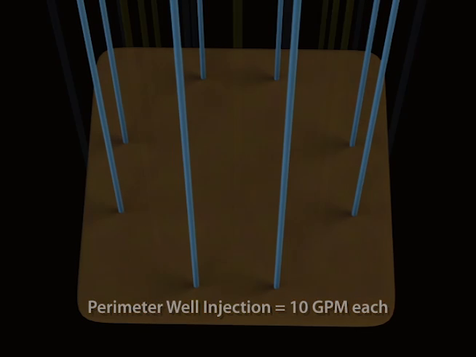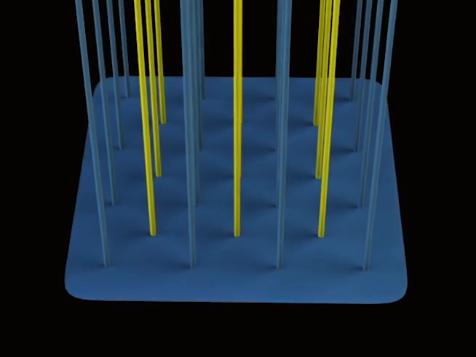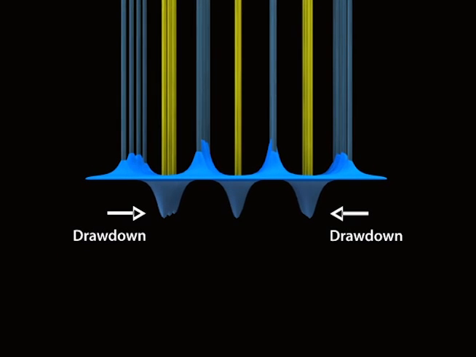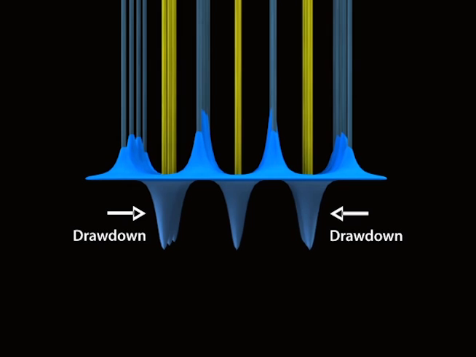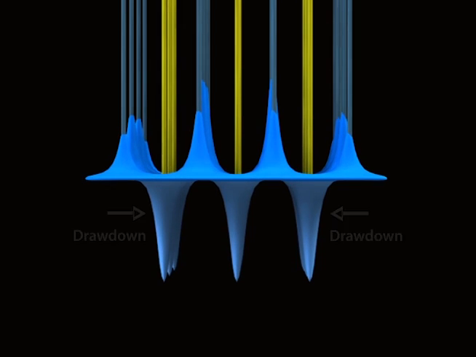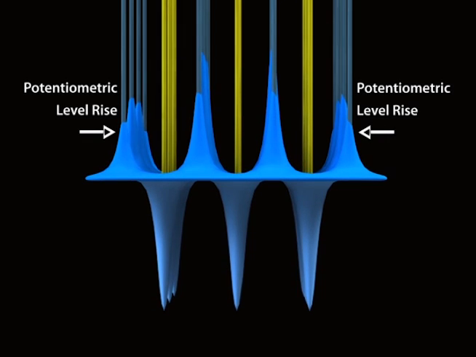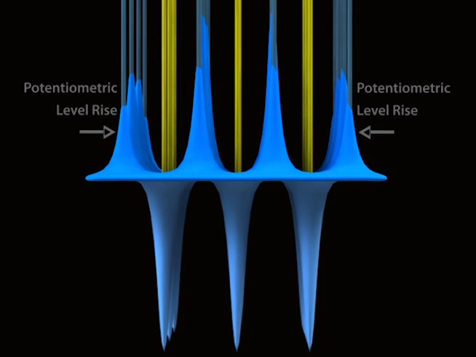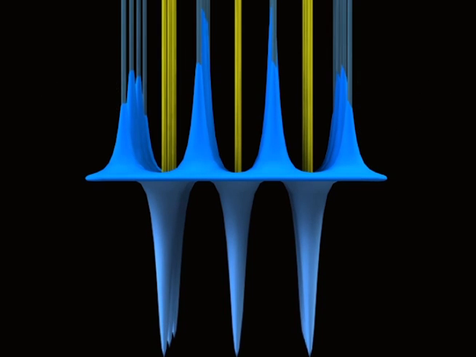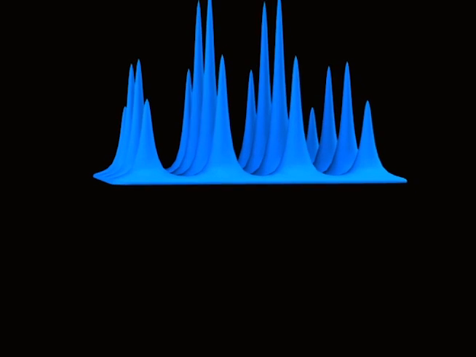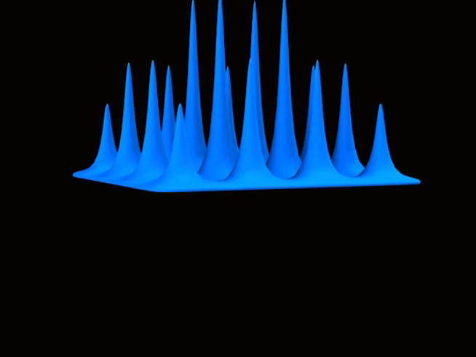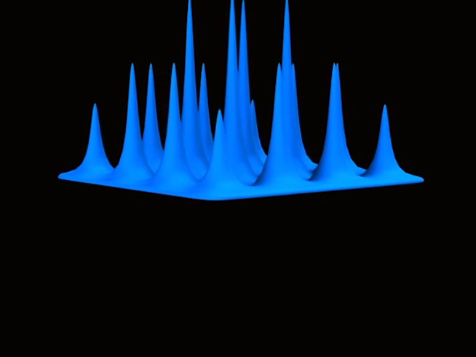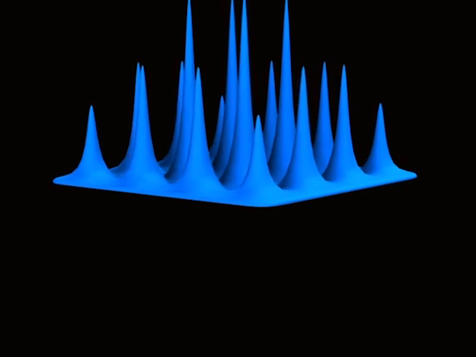As shown in this view, there is a drawdown in the vicinity of the extraction well, where groundwater is moving from the aquifer into the well, and a rise in potentiometric levels around the injection well, where the water is moving from the wells into the aquifer. The lower injection rates on the perimeter of the well field result in less rise in water levels within the aquifer, allowing the extraction wells to capture all of the injected water.